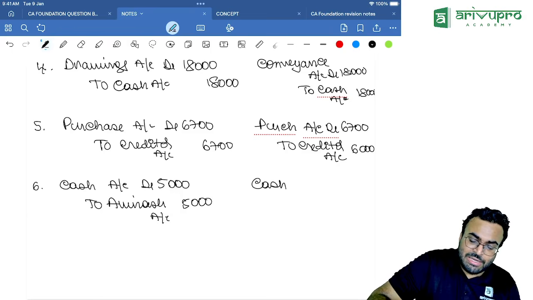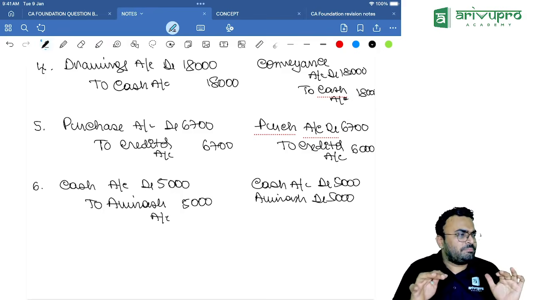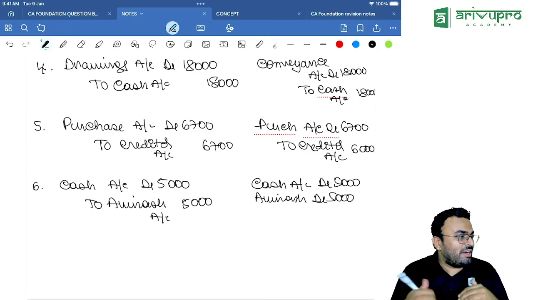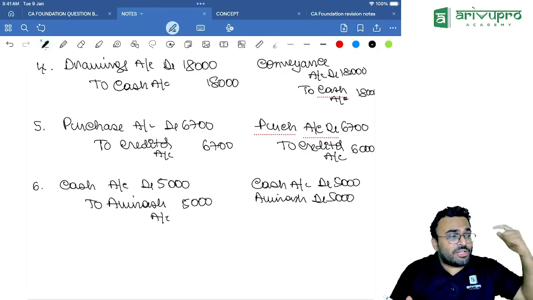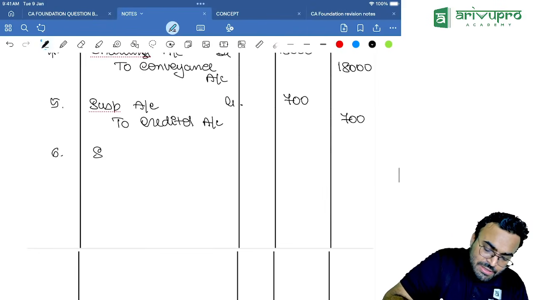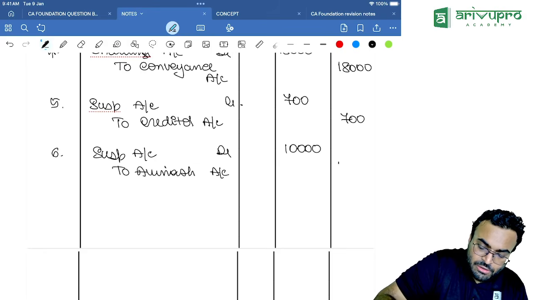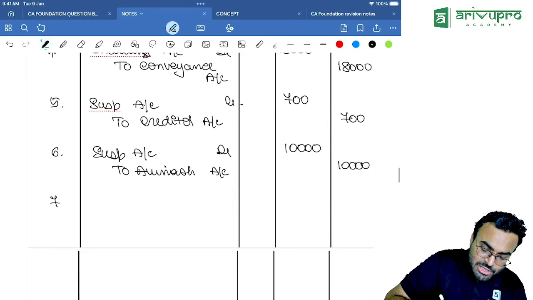So, cash account debited 5,000. Avinash also debited 5,000. So, now the rectification entry. Cash, no problem. Avinash, instead of credit, we have done debit. So, what should we do? We should credit him double. So, we are going to write suspense account debited 10,000 to Avinash account 10,000. Suspense account debited to Avinash account 10,000.